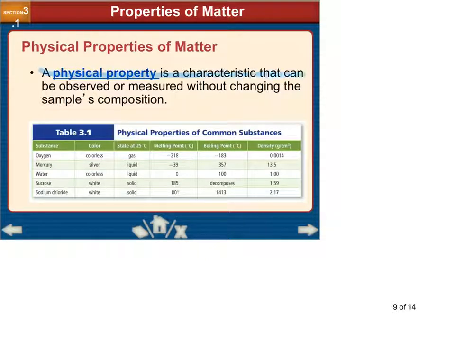Physical properties: characteristics observed or changed without changing the composition. So, some physical properties are illustrated in the chart here. Its state, whether it's a solid, liquid, or gas. Its melting point. Its boiling point. Its density. All physical properties. We can determine these without changing the composition.